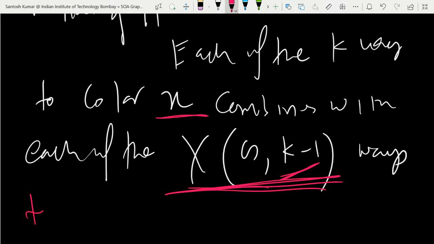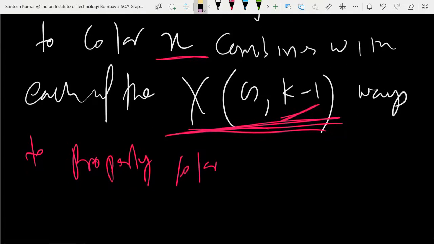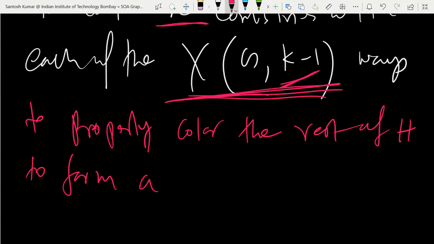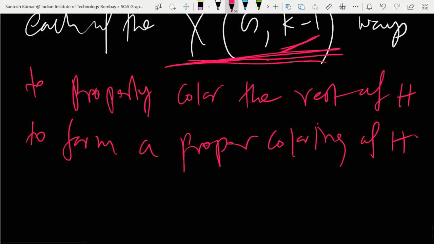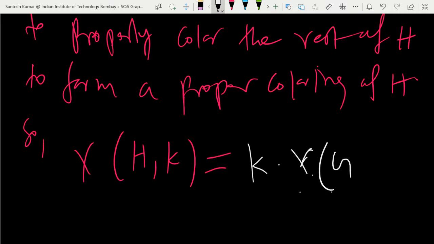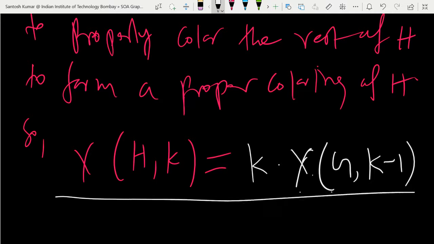To properly color the rest of H, to form a proper coloring of H, what we decide is that the number of proper colorings of H using K colors is K times the number of proper colorings of G using K minus 1 colors. And that proves this result.